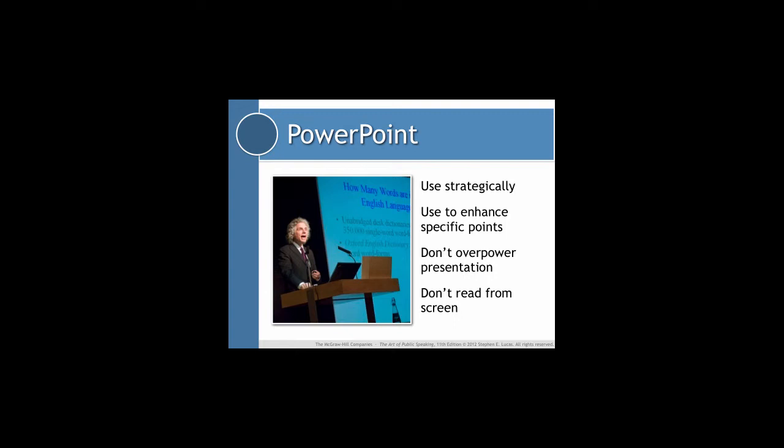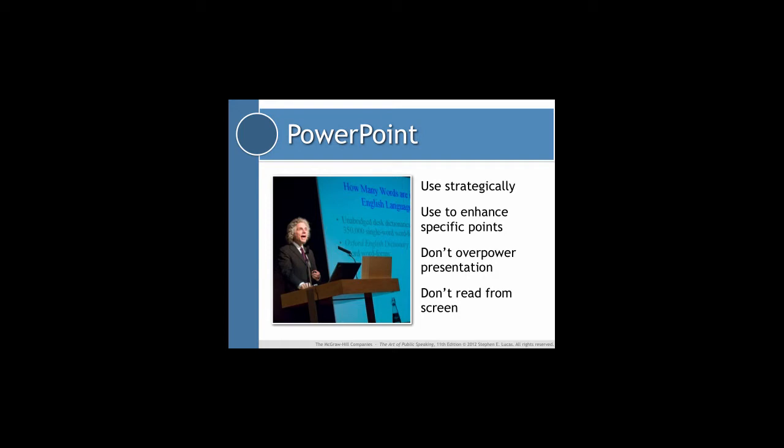They put too much stuff on it. They depend too much on PowerPoint. So the idea, as the text says, is that PowerPoint should be used strategically. Your PowerPoint slides are not your speech. They're only used to get ideas across as you need to. So you're using them only to enhance specific points you're trying to make in your speech.